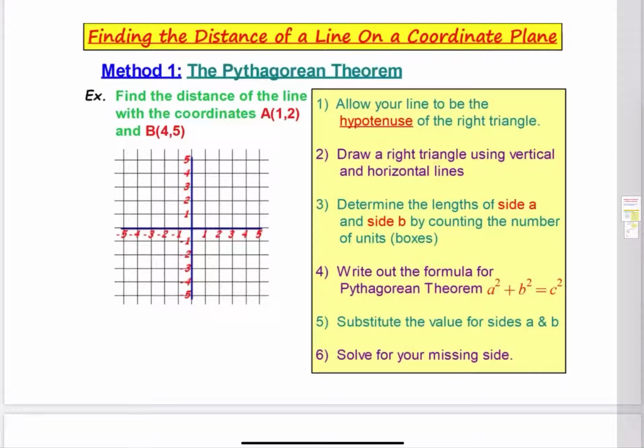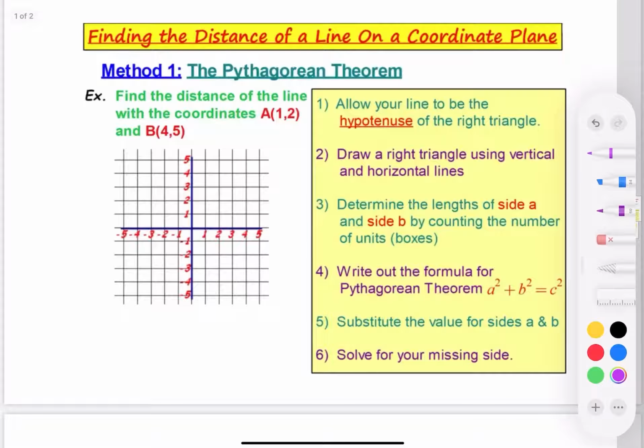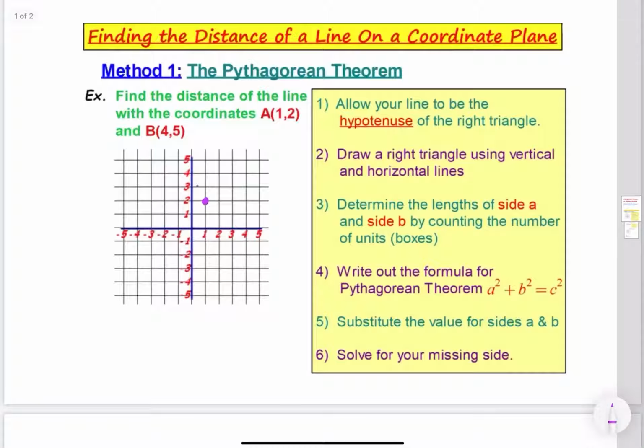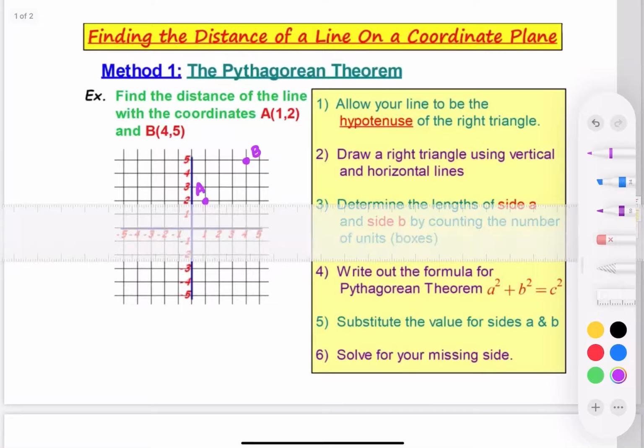So let's take a look at this first one. It says to find the distance of the line with the coordinates A at (1, 2) and B at (4, 5). So let's start off by plotting those 2 points. A is located right over here at (1, 2), and B is located at (4, 5), which is right over here. Our goal is to figure out what the distance is between these 2 points.